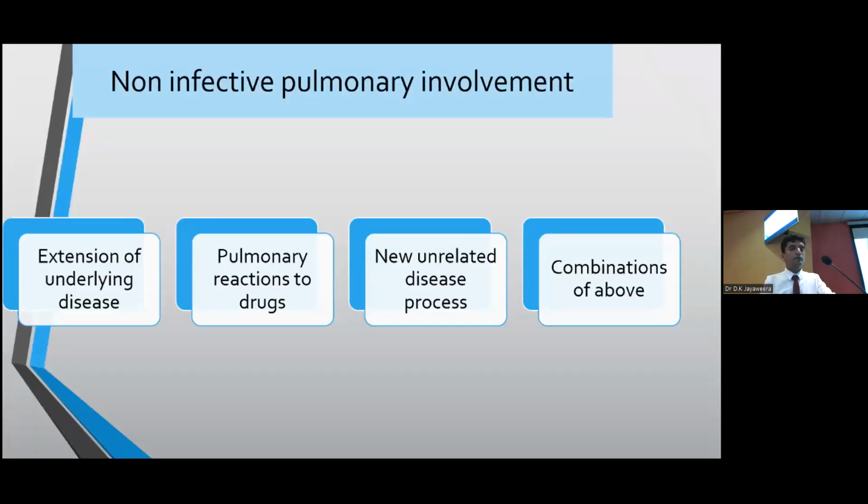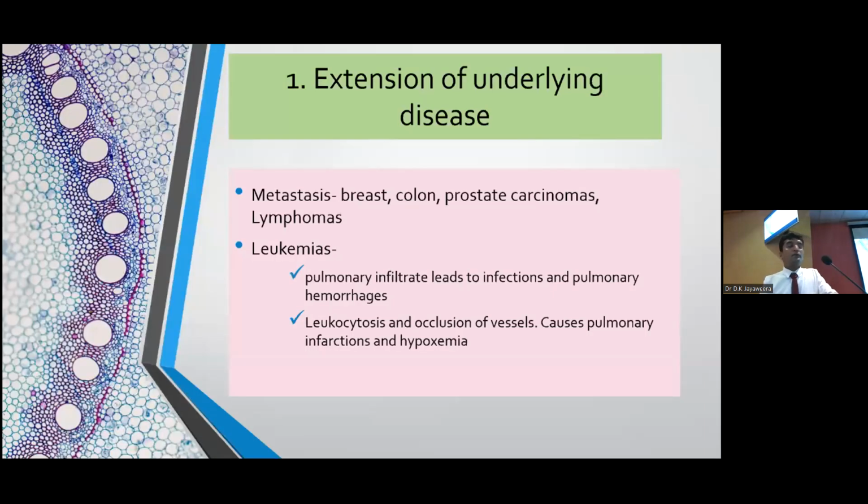And so now I previously discussed some infective involvement in the lungs in the immunocompromised host. Now I will discuss the non-infective pulmonary involvements, because 25% of immunocompromised patients present with pulmonary infiltrates, and this could be non-infective as well. The first thing is the extension of the underlying disease, that means metastasis, usually breast, colon, prostate carcinoma. Sometimes they can present with cannonball opacities in the lung. So that's how they are diagnosed.